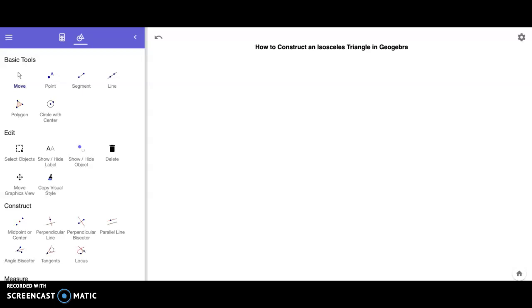So today we're going to learn how to construct an isosceles triangle in GeoGebra, and we're going to use what we know about triangles and circles to do this. So first, what do we know about isosceles triangles?